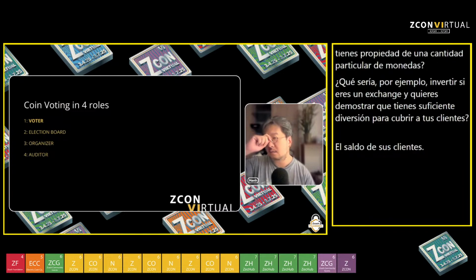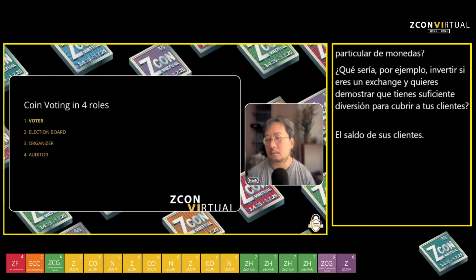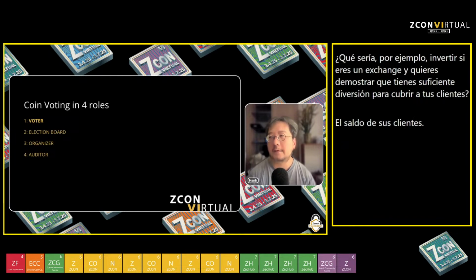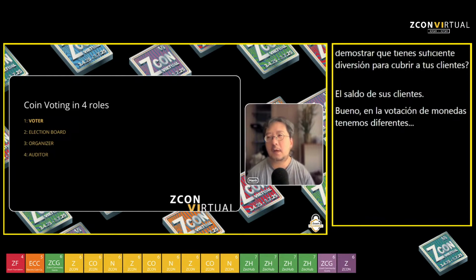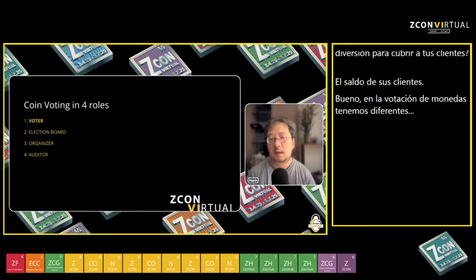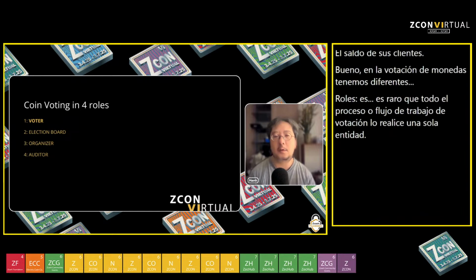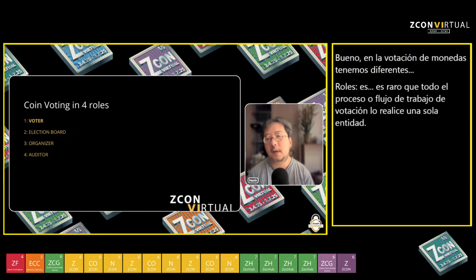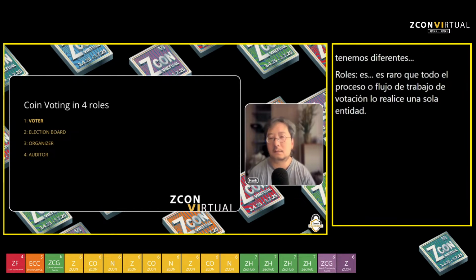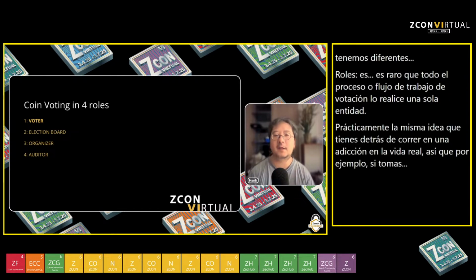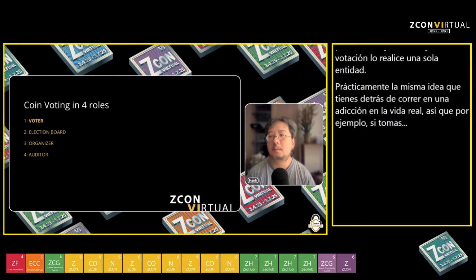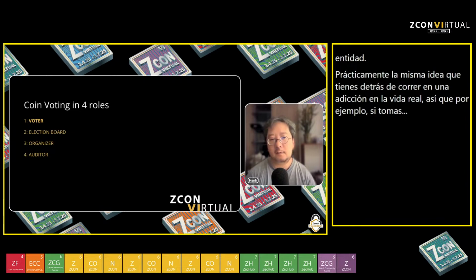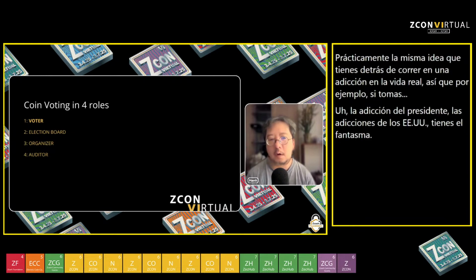So in coin voting, we have different roles. It's rare that the whole process, the whole workflow of coin voting is done by a single entity. It's practically the same idea that you have behind running an election in a real life election. So, for example, if you take the election of president, U.S. elections, you have the biggest number of people would be the electors. We call them the voters, hundreds of millions of them.